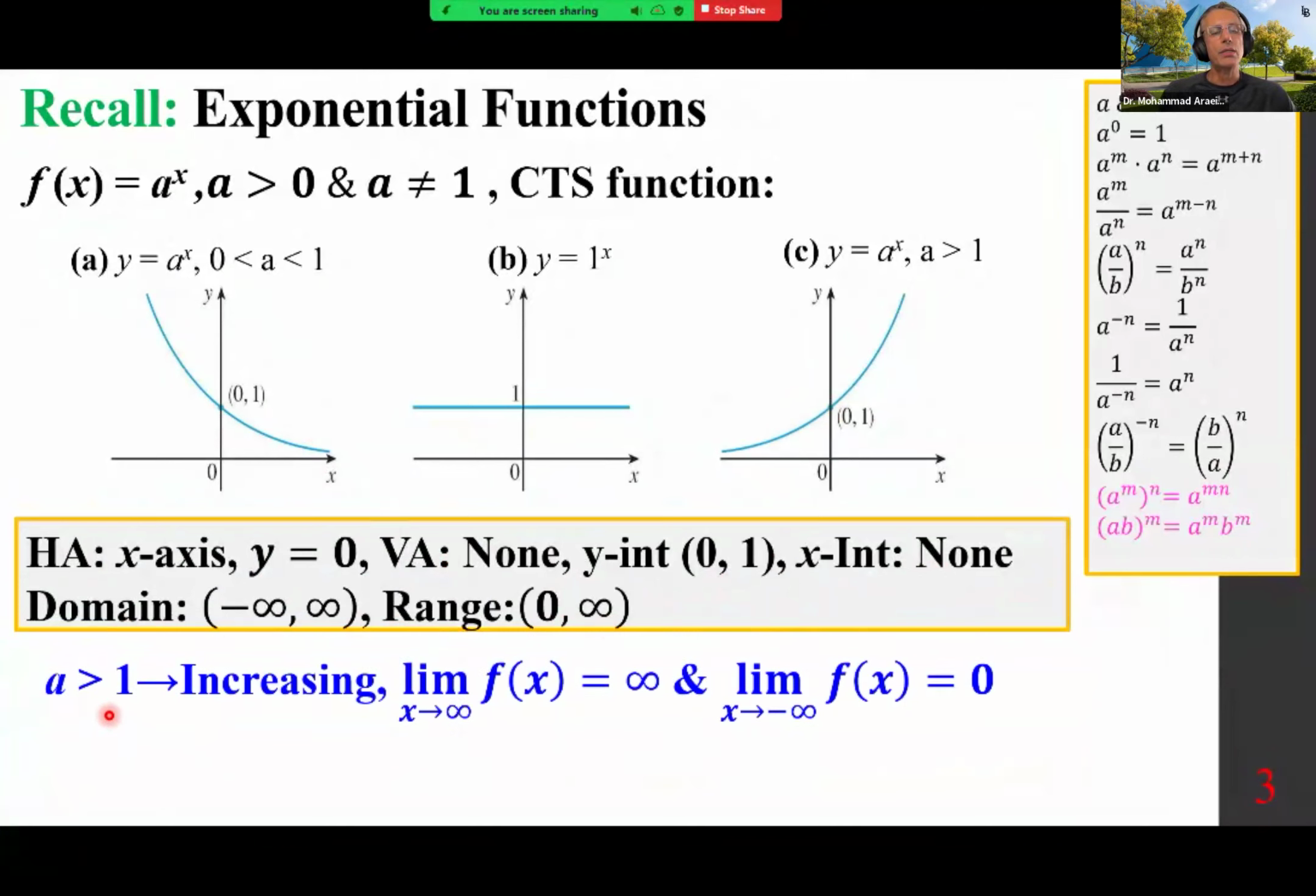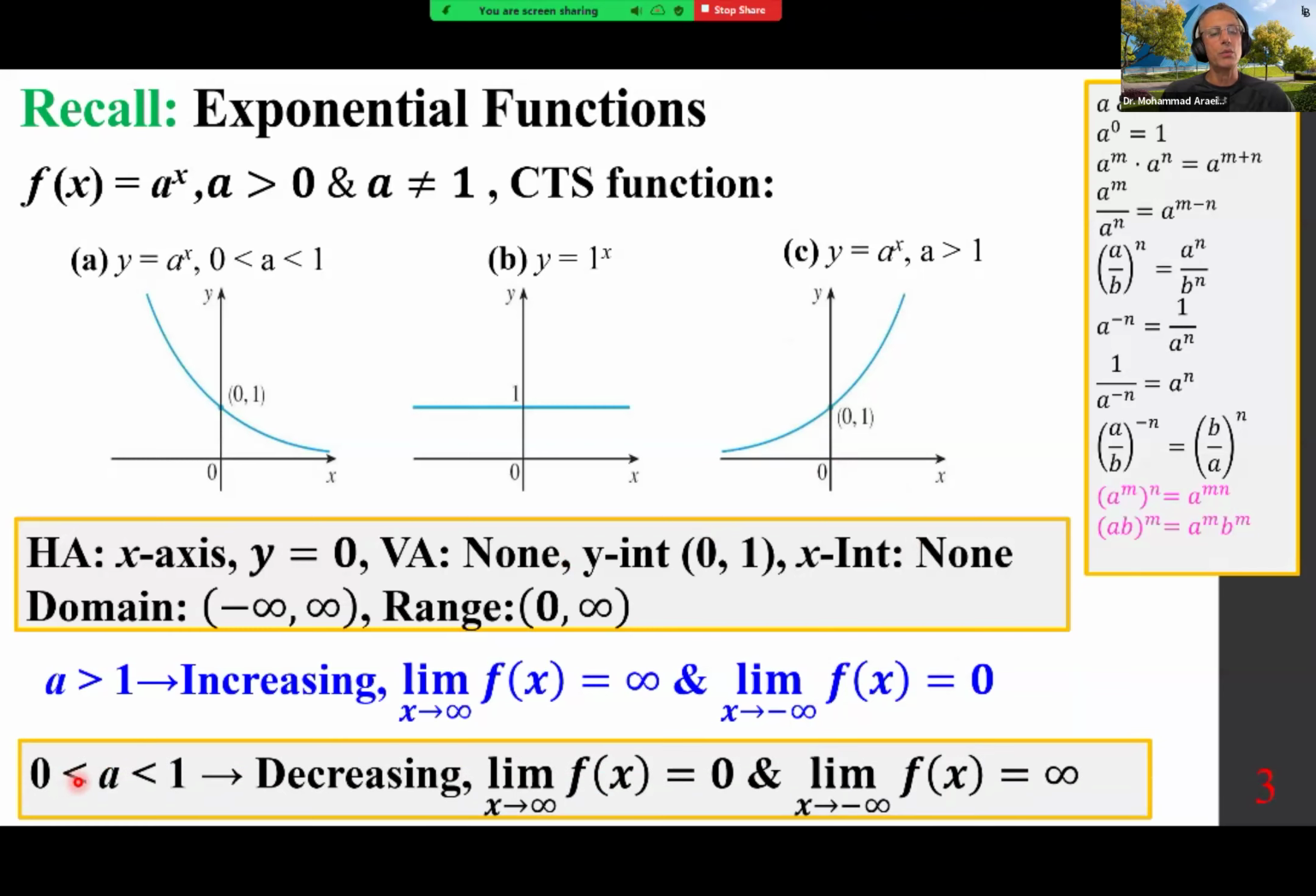So when a is larger than 1, we are dealing with an increasing function, where the limit of f of x as x goes to infinity is infinity, and as it goes to negative infinity is 0. If it happened to be between 0 and 1, that means in this graph we have an exponential decay, we have a decreasing function. The limit of f of x as x approaches infinity is 0, as you can see, resulting in a horizontal asymptote, and the limit of f of x as x approaches negative infinity is positive infinity. So that's something to remind everybody.